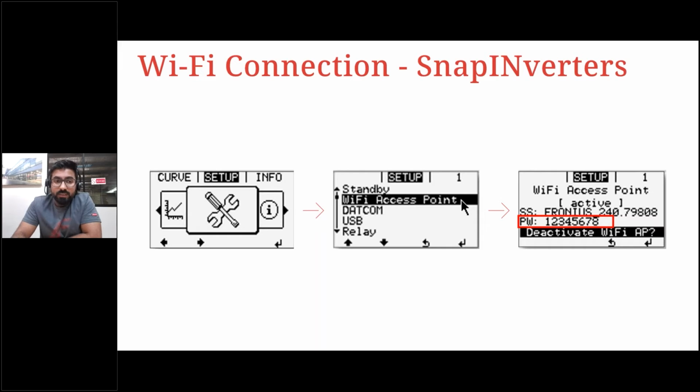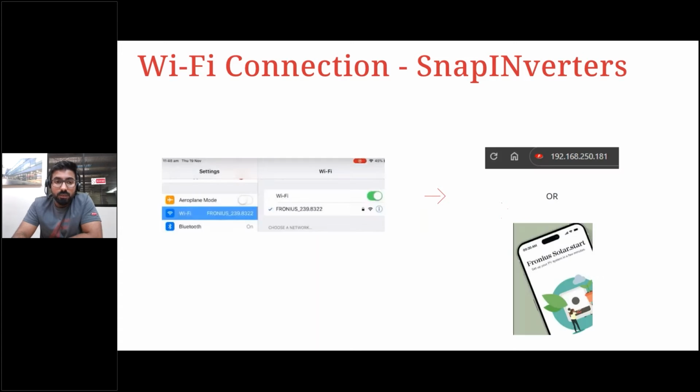All right, so for SnapINverters, to connect the Wi-Fi, we go into the setup menu, then choose the Wi-Fi access point, and then activate the Wi-Fi access point by pressing the enter button. Here you will see the password is already mentioned, which is 123456778. Most installers and customers know it, but in upcoming data managers or inverters, you may find the password is different for security reasons. So if the password is not working, it may be that the inverter is part of new stock where the password is changed for each device.